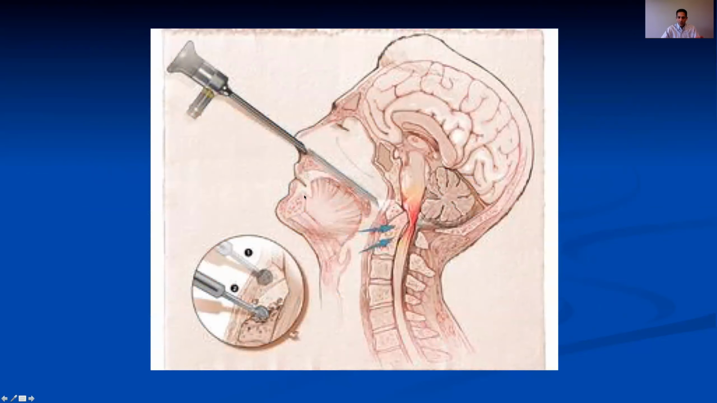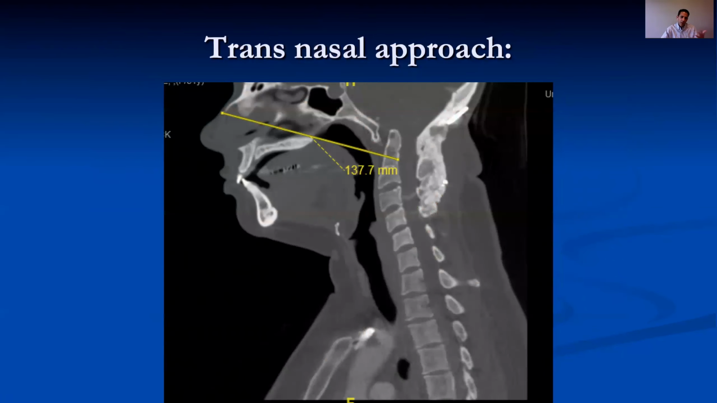Rather than having to go through the mouth or split the jaw, we can use minimally invasive procedures through the nose or through the mouth under anesthesia, which can just attack the issue of the dens compression and not have to undergo very intensive surgery. So this is called a transnasal approach or transoral approach, depending on the severity of the condition. This is showing that that approach is possible because the trajectory is very applicable.